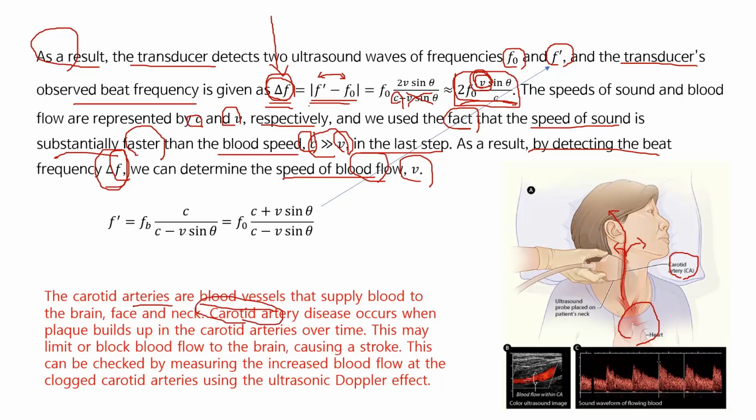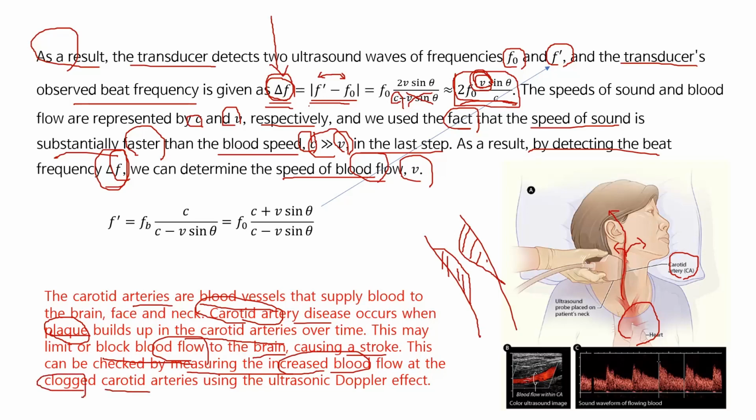Carotid artery disease occurs when plaque builds up in the carotid arteries over time. So there is some plaque formed in the arteries. This may limit or block blood flow to the brain, causing a stroke. This can be checked by measuring the increased blood flow at the clogged carotid arteries using the ultrasonic Doppler effect.